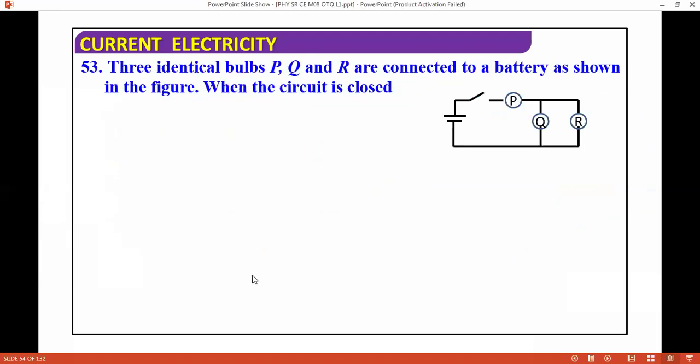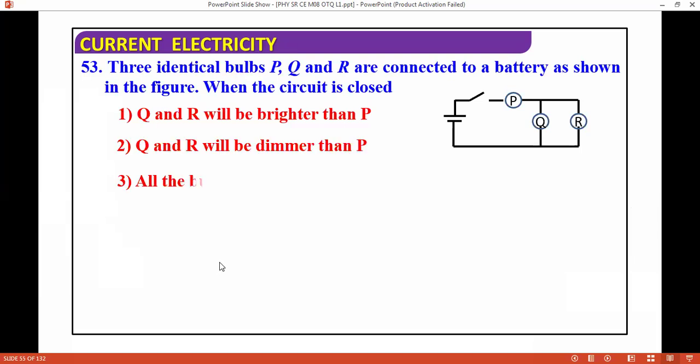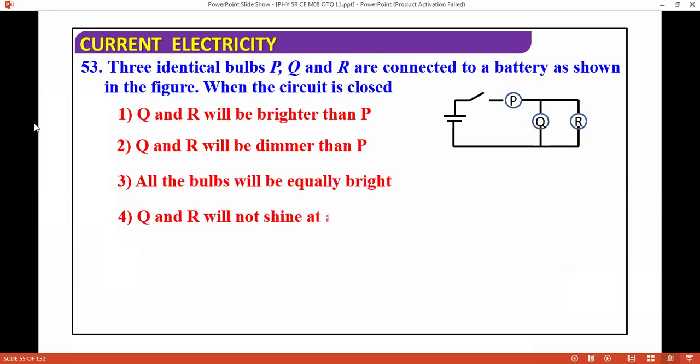I'm showing you here three identical bulbs P, Q, and R connected to a battery as shown in the figure. When the circuit is closed, now we are closing the circuit, so what will happen? Current will start passing. Yes or no? Again, options are in front of you. See here, three identical bulbs. Bulb Q and bulb R are connected in parallel, and bulb P is connected in series. Yes or no? Again, this is a very good question.